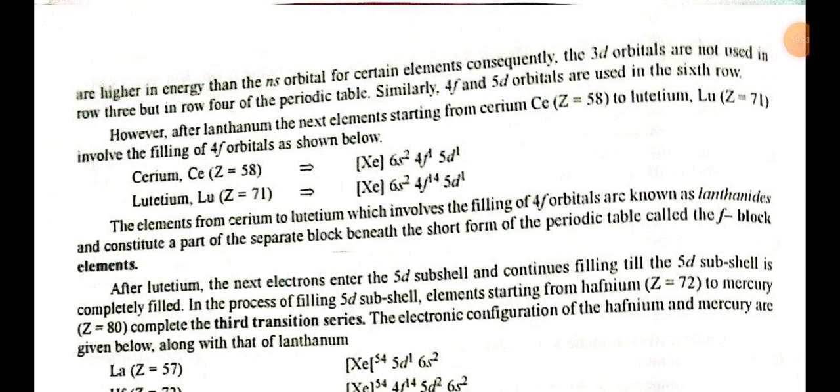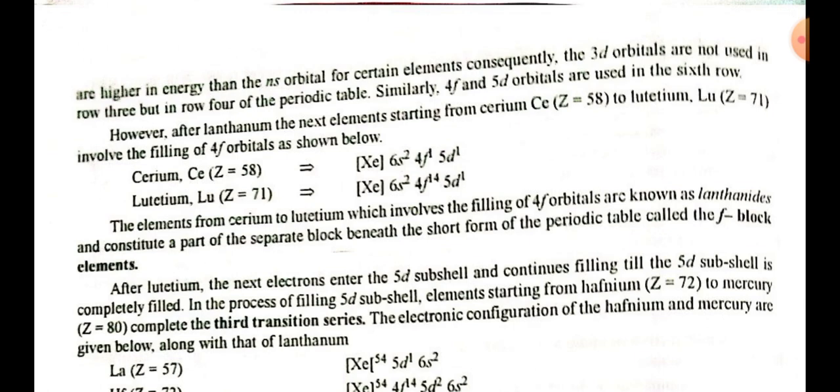However, after lanthanum, the next elements, starting from cerium to lutetium, involve filling of 4f orbitals as shown below. Elements from cerium to lutetium involving the filling of 4f orbitals are lanthanides and constitute a part of a separate block beneath the short form of the periodic table called the f block.